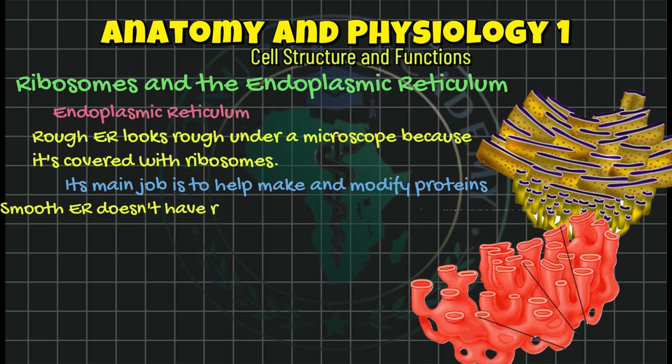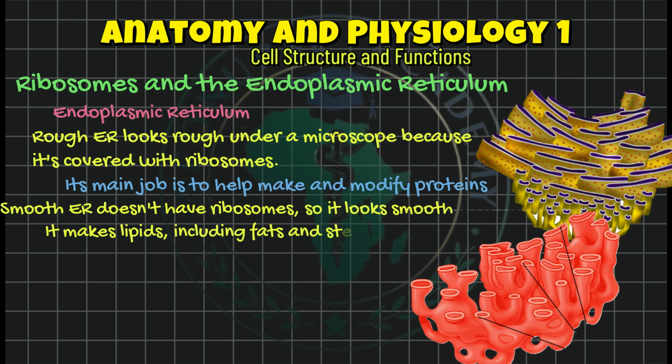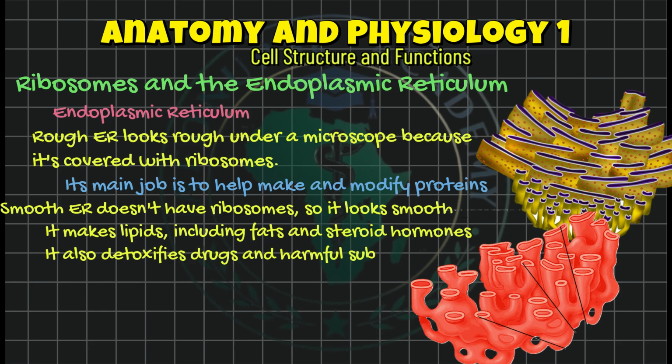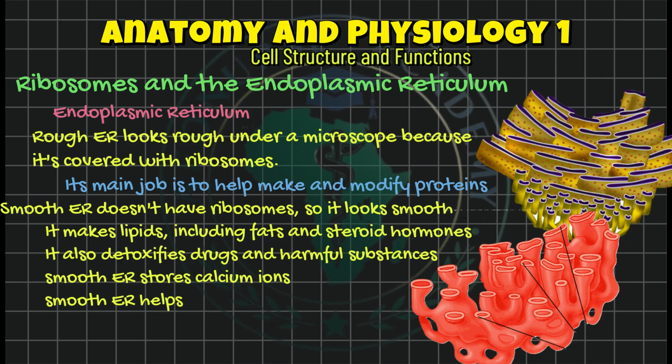Smooth ER doesn't have ribosomes, so it looks smooth. It has several jobs depending on the cell type. It makes lipids, including fats and steroid hormones. It also detoxifies drugs and harmful substances. In muscle cells, smooth ER stores calcium ions, which are essential for muscle contraction. And in liver cells, smooth ER helps break down stored sugar to release glucose into the blood.